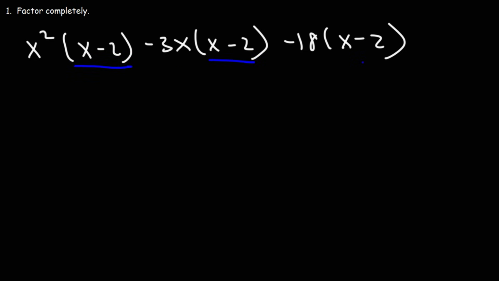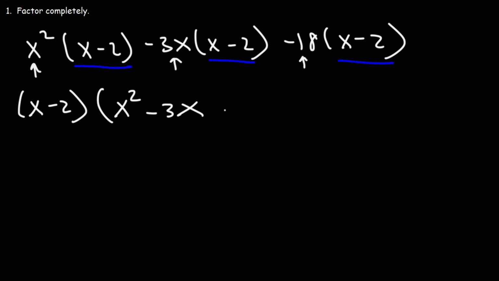We have a common factor, x minus 2. So like always, we should take out the GCF. If we take out x minus 2, in the first term we're left with x squared, in the second term negative 3x, and in the third term negative 18.